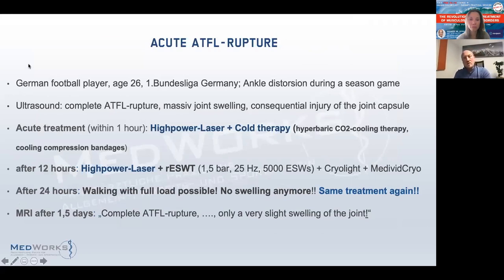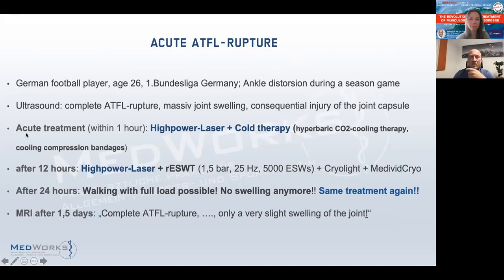Another example for using GTD, an acute ATFL rupture in a German football player in the first league, the first Bundesliga in Germany, the highest class that you can have. And he had an ankle distortion during a game, and the ultrasound that we did 5 minutes later showed a complete ATFL rupture and a massive joint swelling.